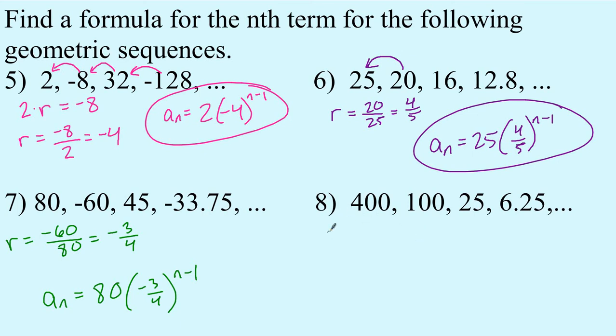Number 8, get your ratio. It doesn't matter which terms you pick, you'll get the same answer no matter what, as long as it's a geometric sequence. So the formula here is just 400 times 1/4 to the n minus 1.